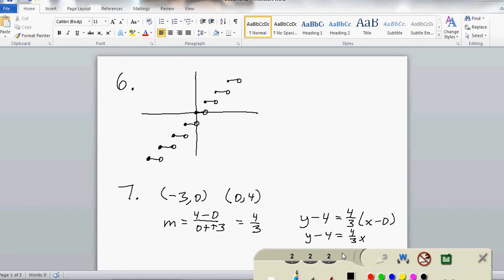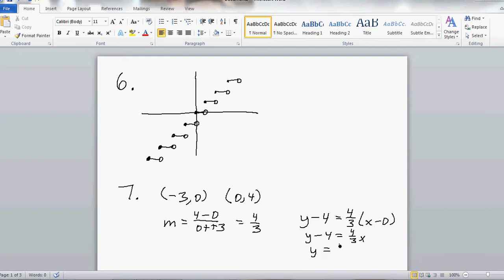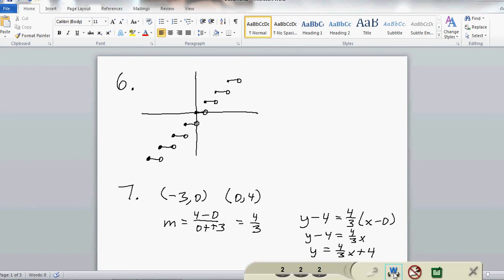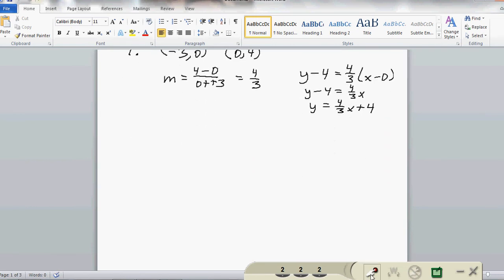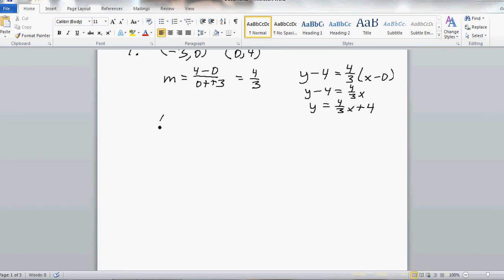So y would equal 4/3 x plus 4. So that's the first part. That's the one that goes between -3, 0 and 0, 4. Now what we need to do is the other part, and the other part goes from 0, 0 to 3, 2.